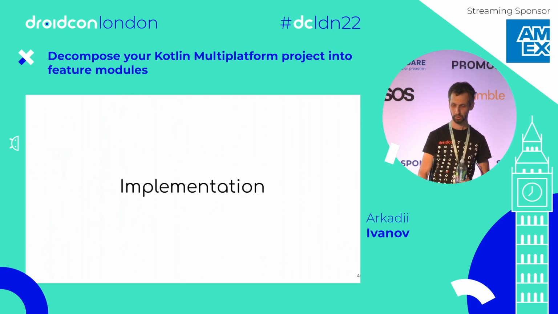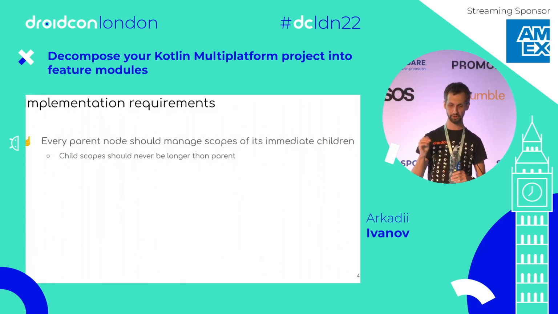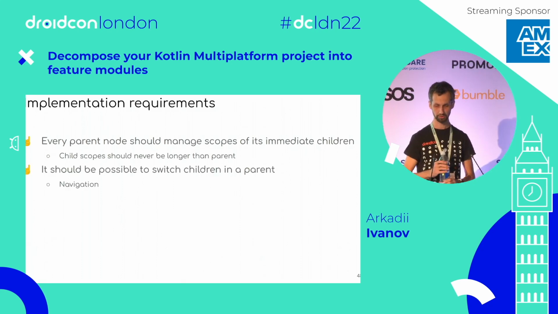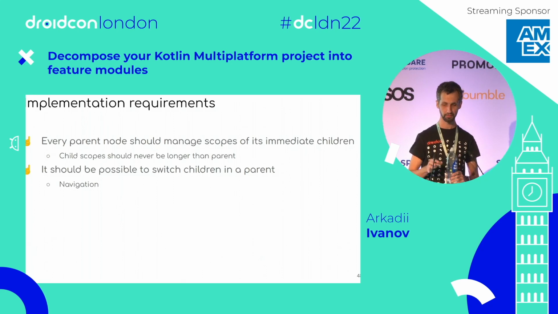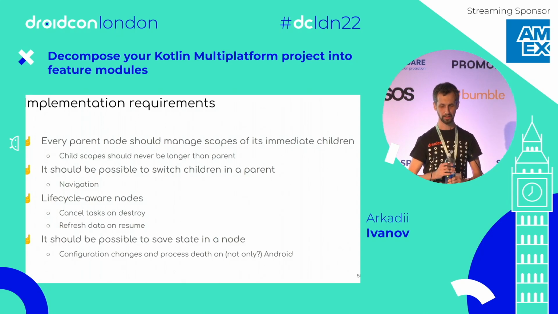So far, so good. So how can we implement that? Let's think about requirements. Every parent node should be able to manage scopes of its immediate children. This means that child scopes should never be longer than the parent. And next, it should be possible to easily switch children in a parent, which means we need navigation. Nodes should be lifecycle aware, so we can scope tasks inside a node. For instance, cancel a task on destroy or refresh data on resume. And last but not least, it should be possible to save state in a node.